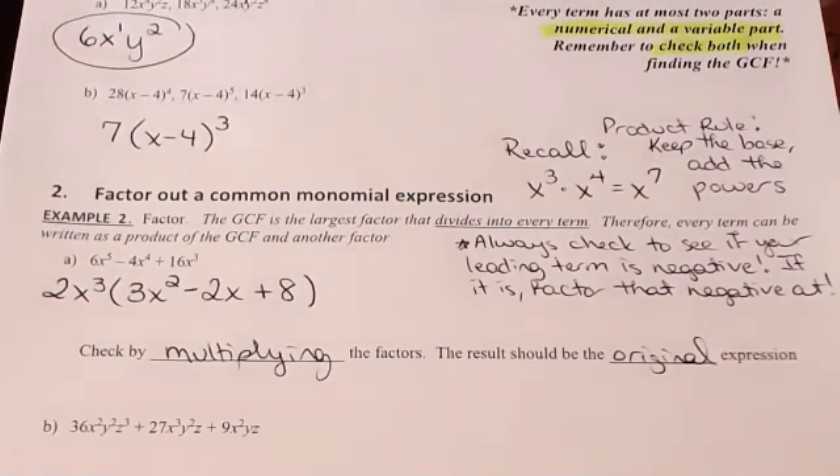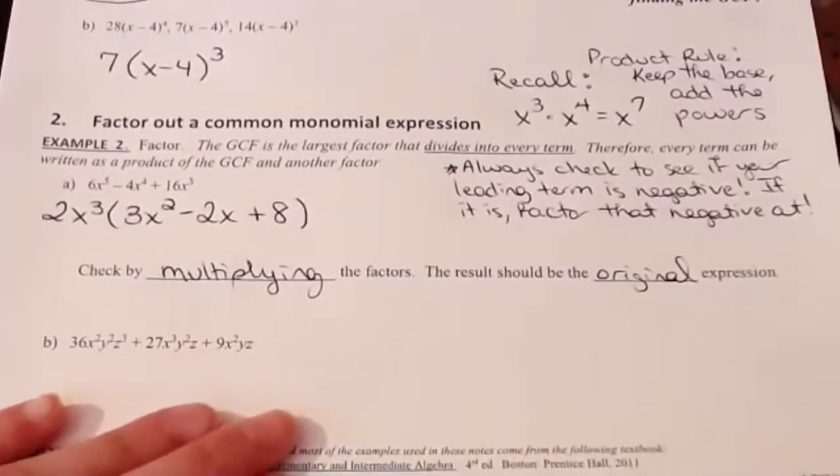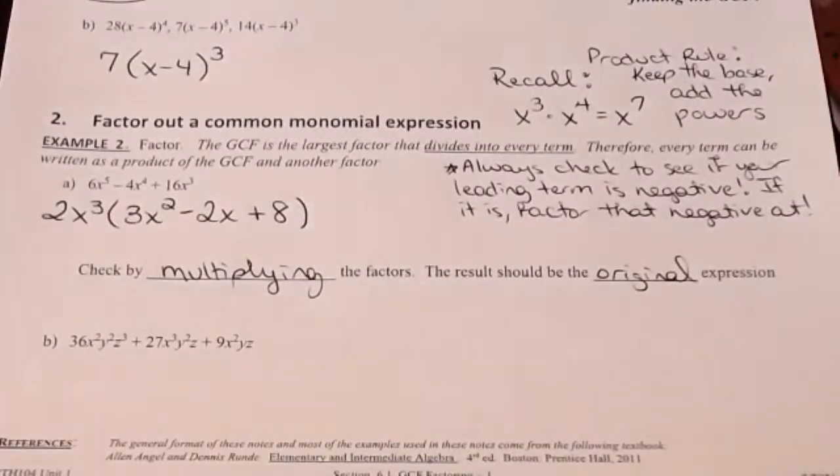Good. On your own, I would like you to try part B. I'm going to give you a full minute to do this. We have 36x to the 2nd y to the 2nd z to the 3rd, plus 27x to the 3rd y to the 2nd z, plus 9x to the 2nd y z. Go ahead and factor this. Remember, take out your GCF and then go ahead and write the other factor in your parentheses. I'll give you a full minute starting now.